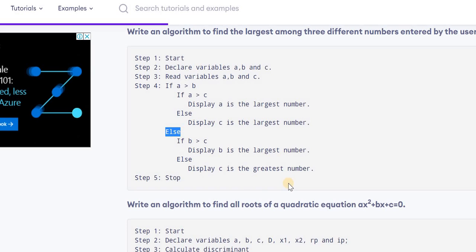B is the largest, else C is the largest. So this is the algorithm to find the largest among the three numbers.